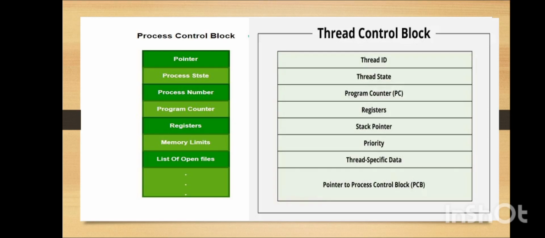A PCB contains pointer, process state, process number, PC (program counter), register, memory limits, list of open files. While a thread control block contains thread ID, thread state, program counter, register, stack pointer, priority, thread specific data and pointer to PCB.